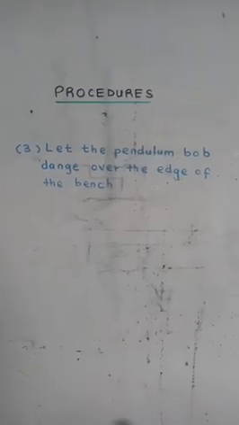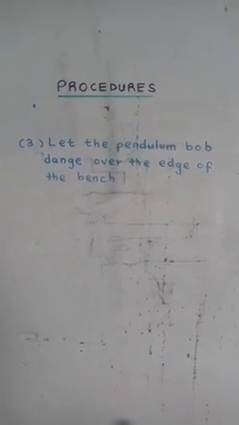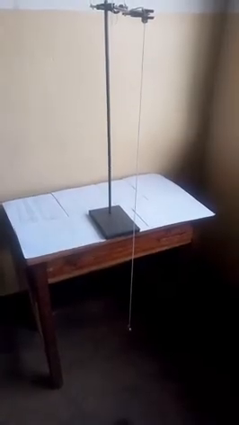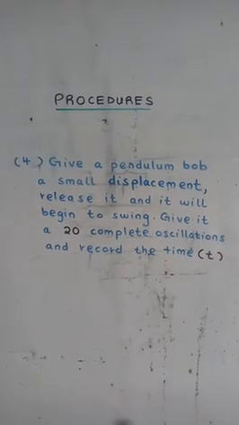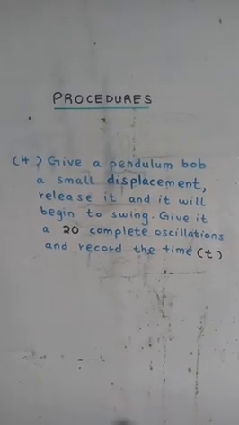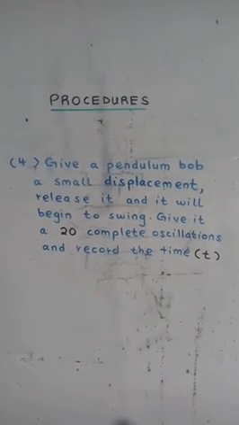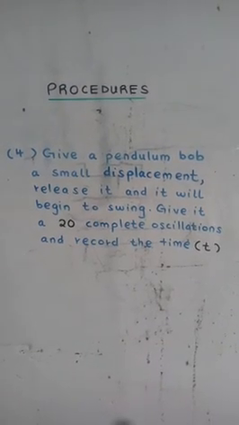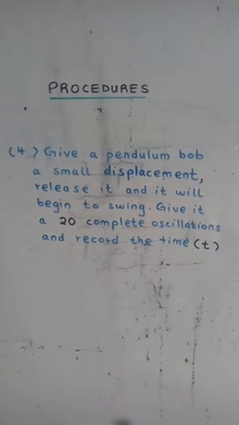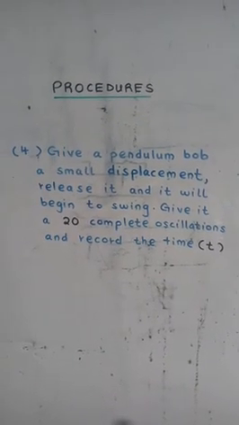Number 3. Let the pendulum bob dangle over the edge of the bench. Number 4. Give the pendulum bob a small displacement. Release it and it will begin to swing. Give it 20 complete oscillations and record the time.